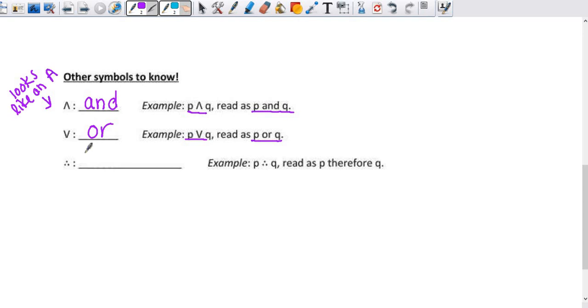The last one you need to know is therefore. That is those 3 dots in the form of a triangle. So you would see it like this, and it's read as P, therefore Q.